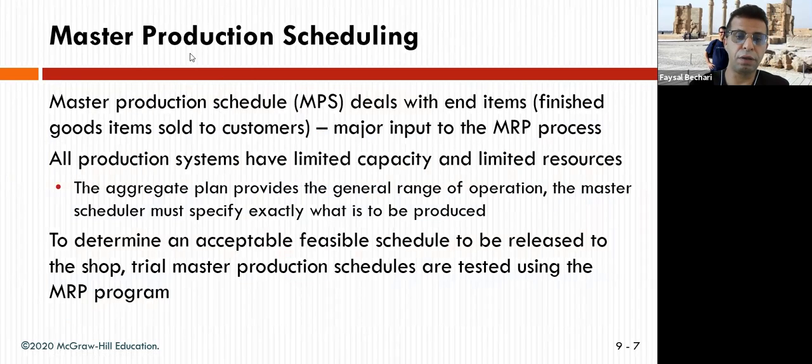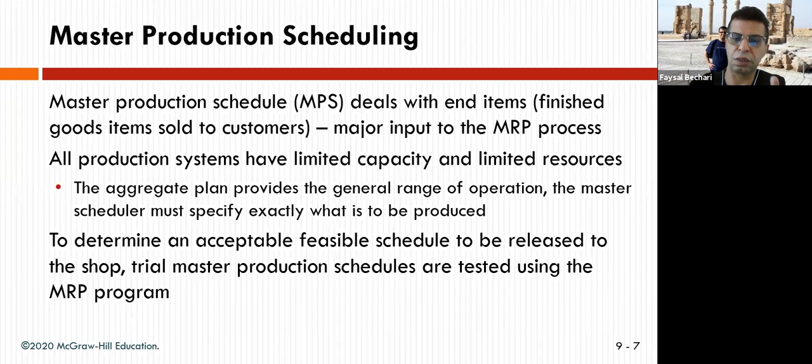Now in the MRP scheduling, to derive this MRP, we have something called the MPS, or Master Production Schedule. In the Master Production Schedule, you don't put all the details of producing a product. You just put what is needed: 100 units of end product need to be finished for the customer at a certain time. So the master production planning, MPS, deals with the end item, the finished good sold to the customer, which is the major input to the MRP.